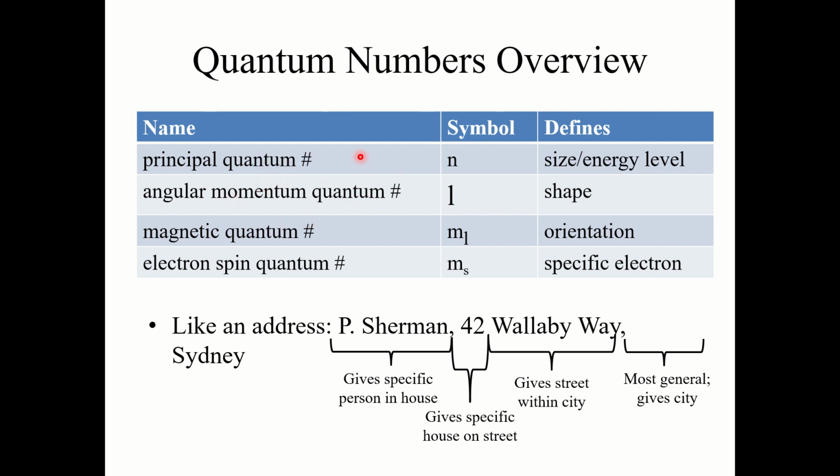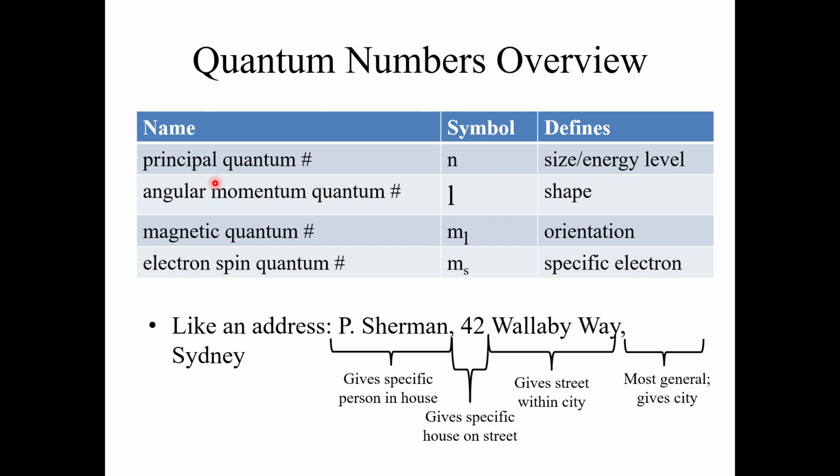The principal quantum number uses the symbol n. We are familiar with this from what we were looking at earlier in this chapter. This describes the size and the energy level of the orbital. So if you're in the first energy level, n equals 1. Second energy level, n equals 2. Third energy level, n equals 3, and so on.